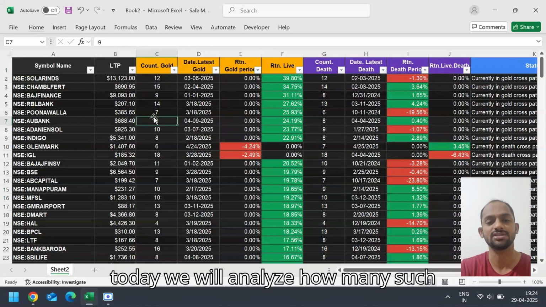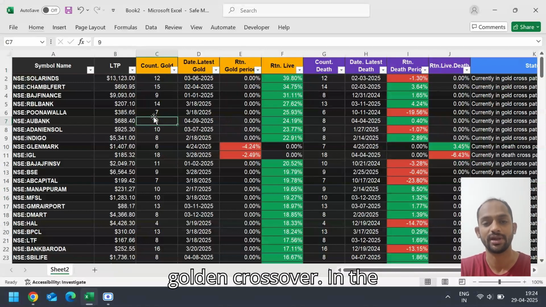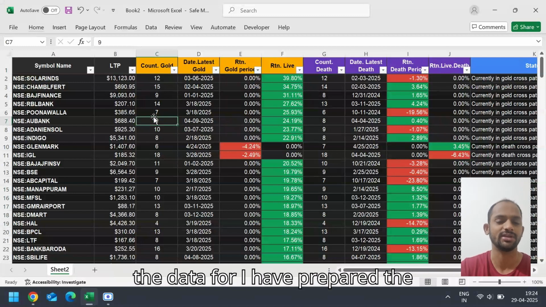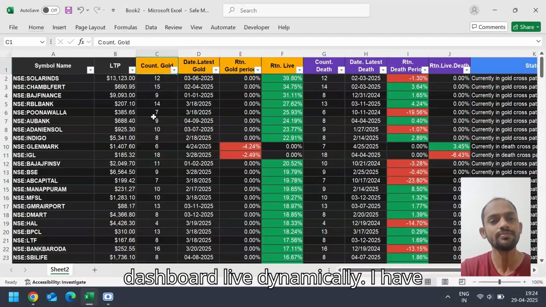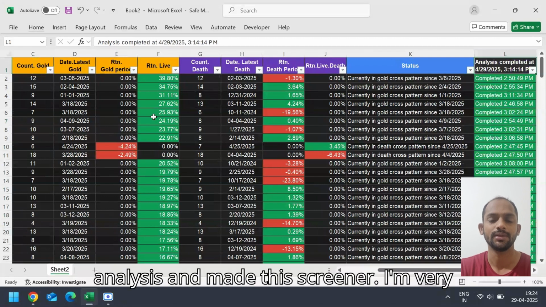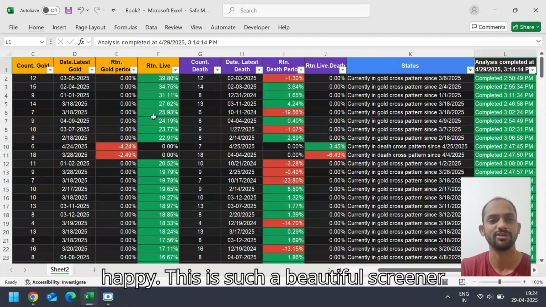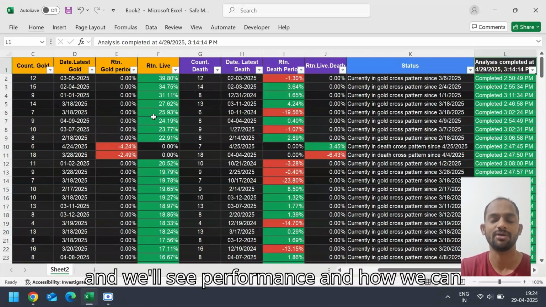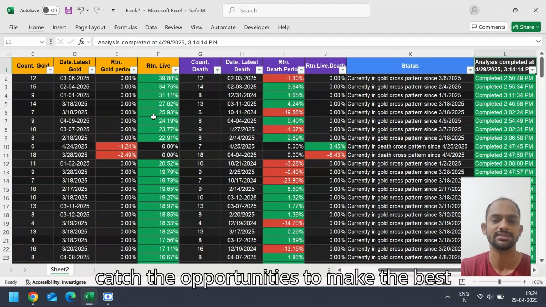So today we'll analyze how many such golden crossovers occurred in the last 500 trading sessions. I have prepared the dashboard live and dynamically. I have prepared the last 500 trading days analysis and made this screener. I am very happy. This is such a beautiful screener and very informative. So we'll analyze and see performance and how we can catch the opportunities to make the best decisions.